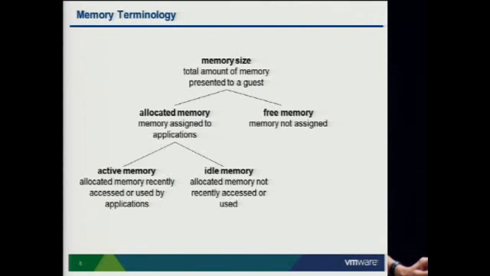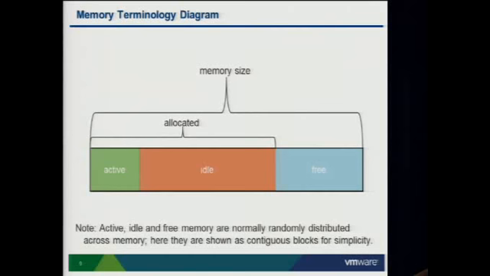Now, on the allocated side, that actually breaks down itself into two different categories, one of which is active memory, and that's allocated memory that has been recently used or accessed. And we have idle memory, and that's memory that has not been recently used or accessed. And we can do this more visually in a diagram. Here we have this bar graph. We see that the total length of it is the configured memory size of the VM. The allocated is some subset of that, with that breaking down into active and idle, and then free memory.